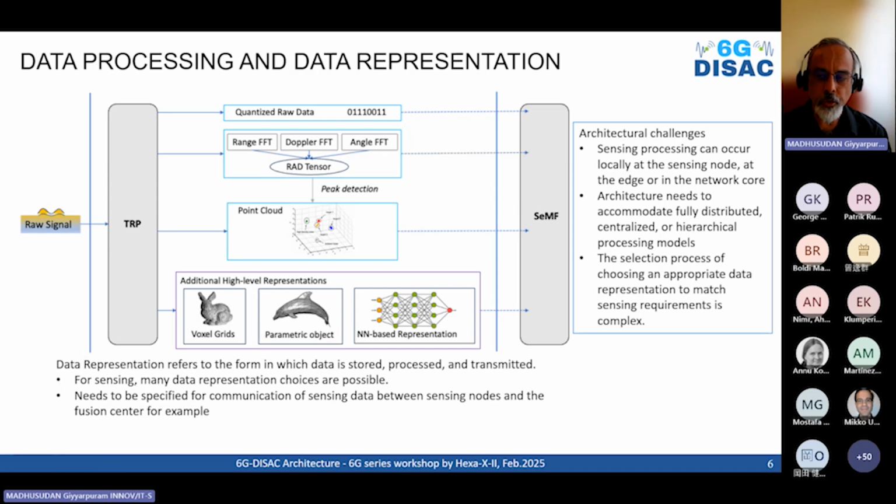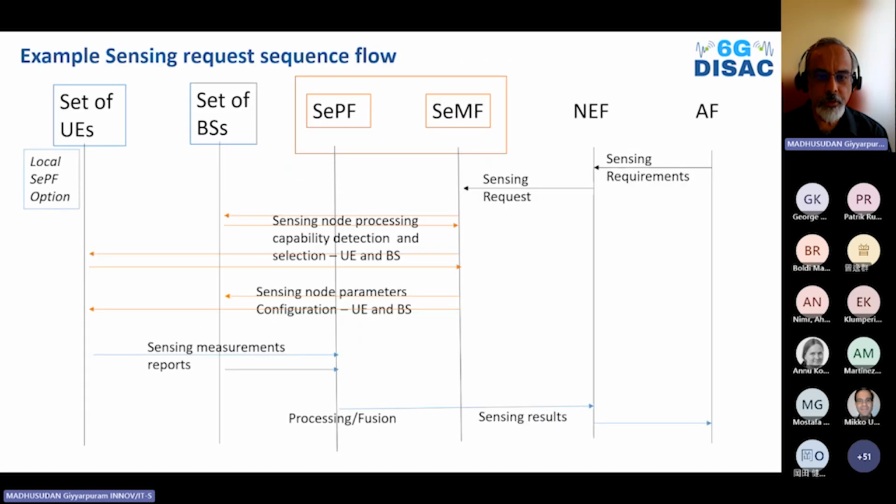objects. And from the architecture point of view, what we need to do is to decide what will happen locally, what will happen at the network core or at the edge, and what form of data we exchange between them. And the goal in the project was to accommodate centralized, hierarchical, or distributed processing. Just to make this a little bit concrete for people, as people in Hexa-X-II may be familiar with, it's kind of inspired, borrowed from that.